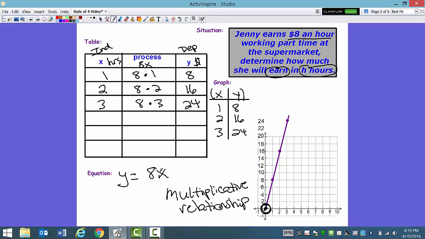Which makes sense because if you look at a process, we're only multiplying, right? So this is a multiplicative relationship. You need to remember that. Anytime the graph goes through the origin, it's multiplicative.